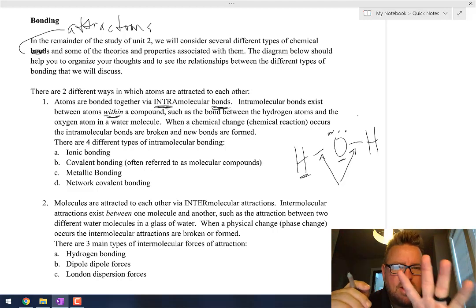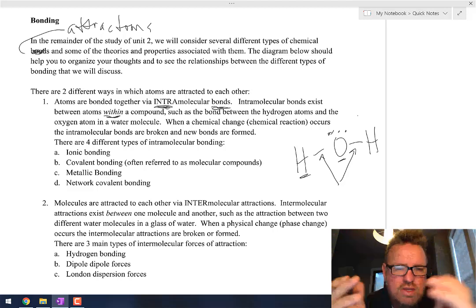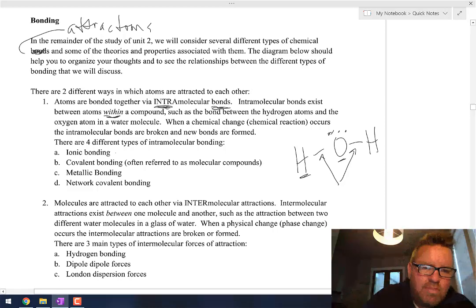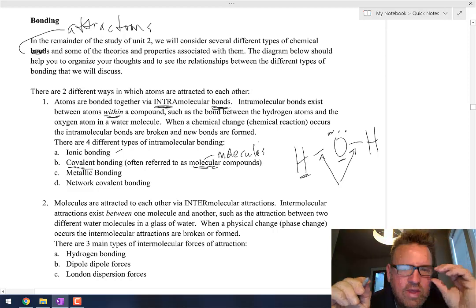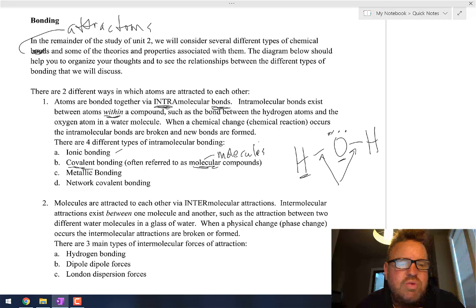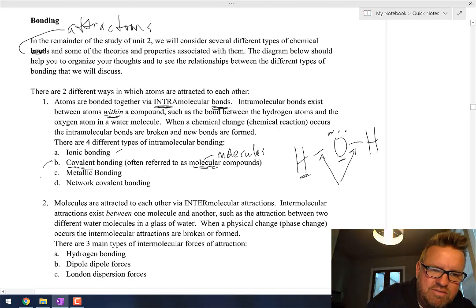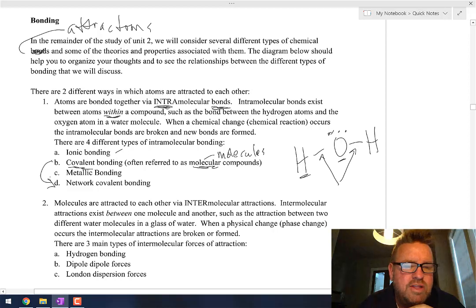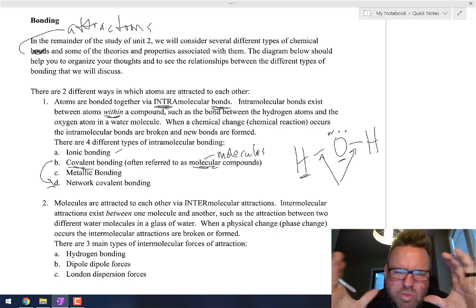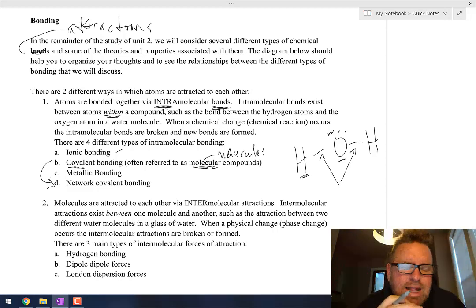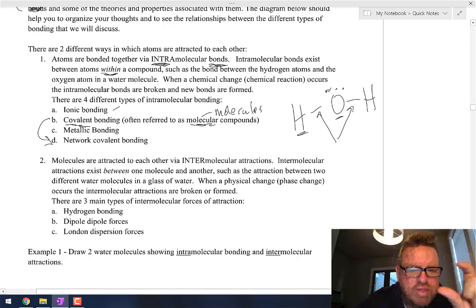When we talk about bonding, there are 4 main types of bonds that you need to know. There are ionic bonds. There are what we call covalent bonds, often called molecular bonds, or a lot of times we just call them molecules. Then there is metallic bonding, and then there's also what's called network covalent bonding, which is kind of a different form of covalent bonding. You probably remember roughly the first 3, but that last one is one that we don't cover in general chemistry. That's one category: the bonds.